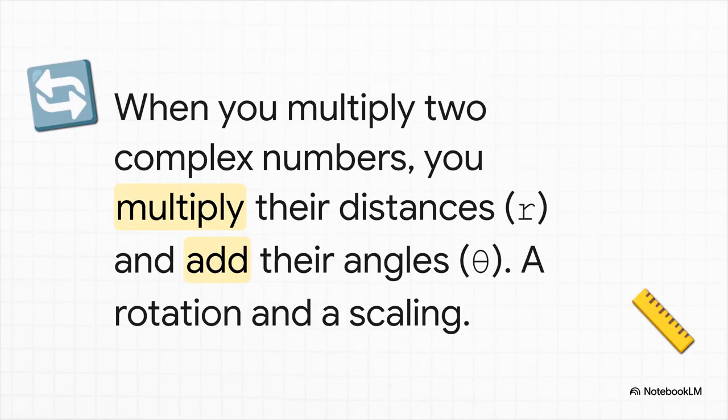So here it is, the big idea. When you multiply 2 complex numbers, you're literally performing a spin and stretch. You multiply their distances from the center, that's the stretch, and you add their angles together, that's the spin. It's a rotation and a scaling every single time. That jump that looked so random before? Nope, it was a perfectly predictable spin and stretch.